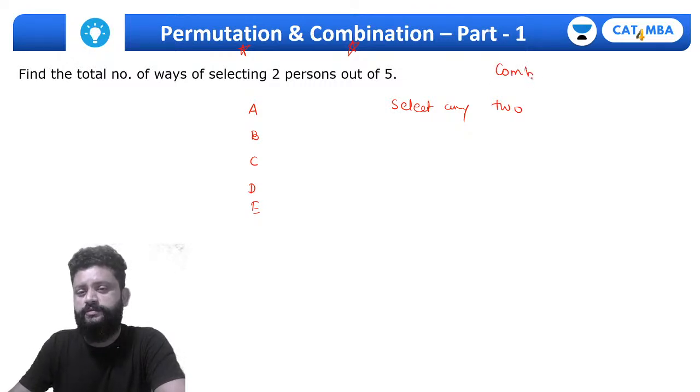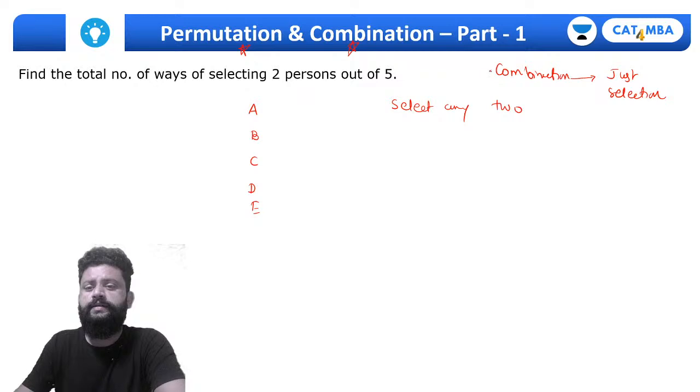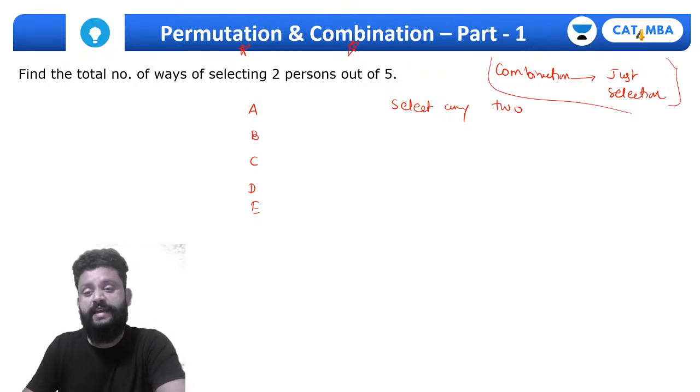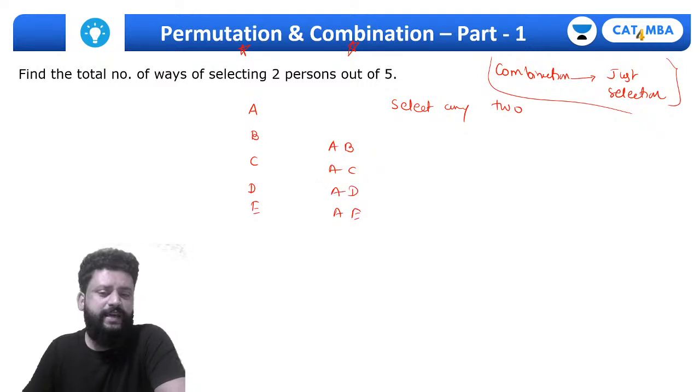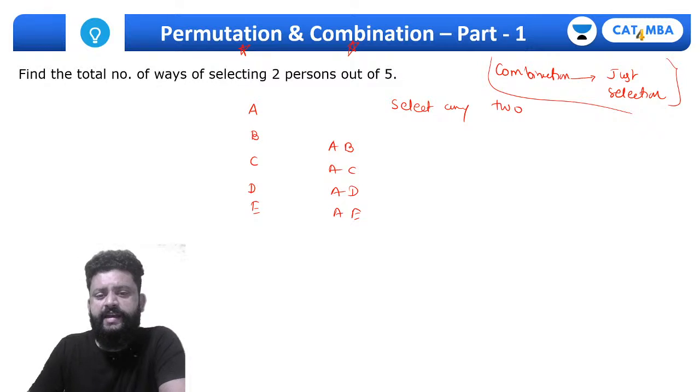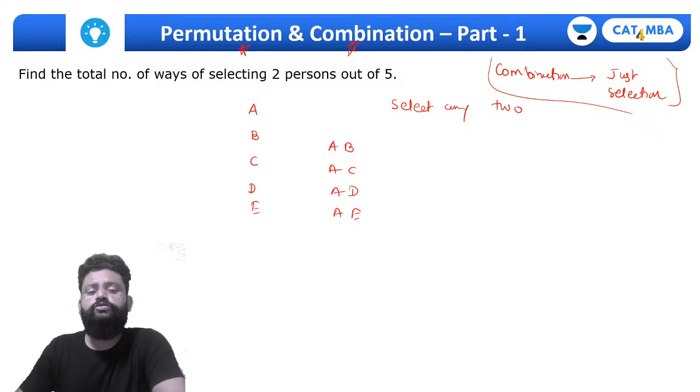So combination is just selection. Where only and only selection is happening, that's the combination. Sequence doesn't matter, you can say, where arrangement is not happening, just selection. So let's say I want to select any 2 of these 5 persons. I can select A, B, then I can select A, C, A, D, A, E. I can have 4 groups with A. Then BA and AB will remain the same because we need to form just 2 groups. So AB is the same group as BA.